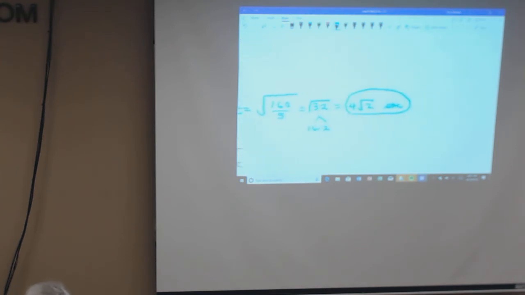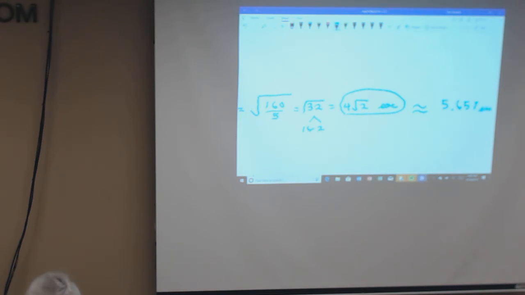Does anyone know about how many seconds that would be? Take your calculator, hit 2, hit the square root button. It says 1.4142135. These are irrational numbers. And then take that times 4, and that's about 5.657 seconds.